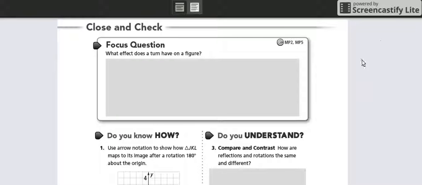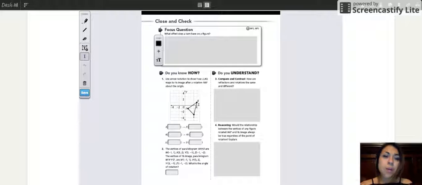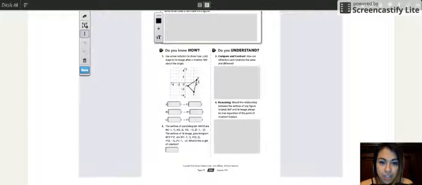Hey guys, okay, so I'm trying to get set up here. I'm going to do the lesson. All right, so I'm going to go ahead and finish this lesson for you guys. So we are on, what page is that, 226? I hope you can see this. I'm trying to Screencastify here for the first time.